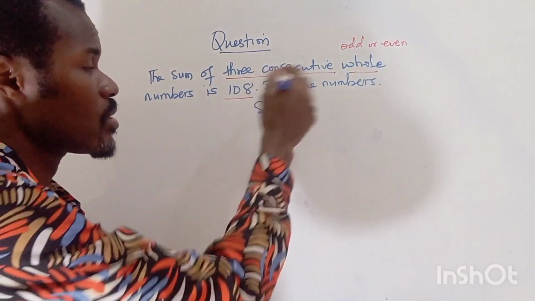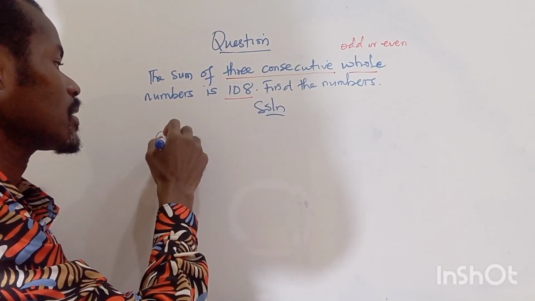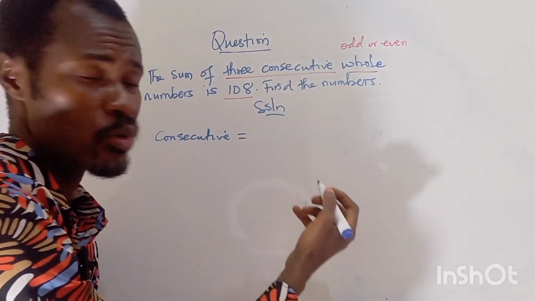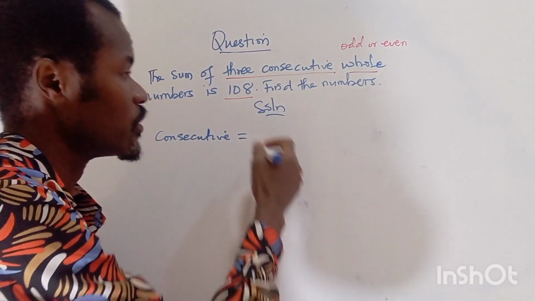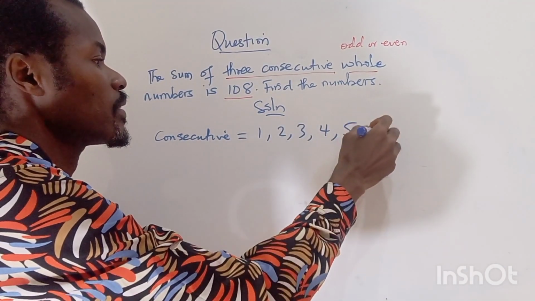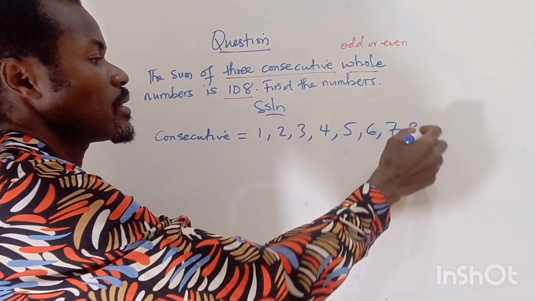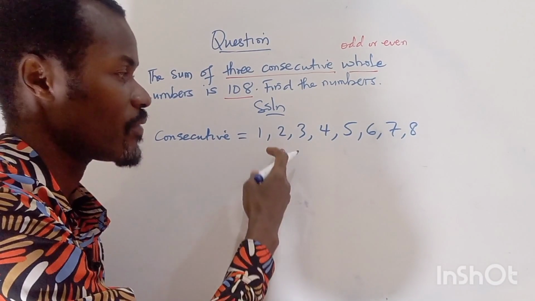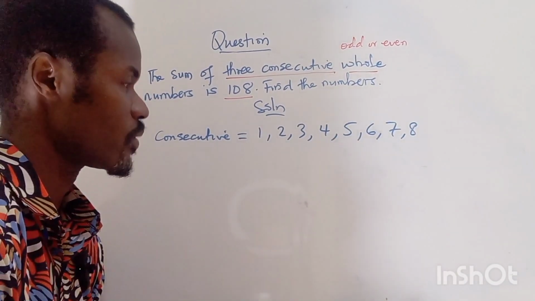The first thing is, what are consecutive numbers? Consecutive numbers are numbers that follow one another in succession. So if I have 1, 2, 3, 4, 5, 6, 7, 8, all these are consecutive numbers because after 1, 2 follows, after 2, 3 follows, and so on and so forth.